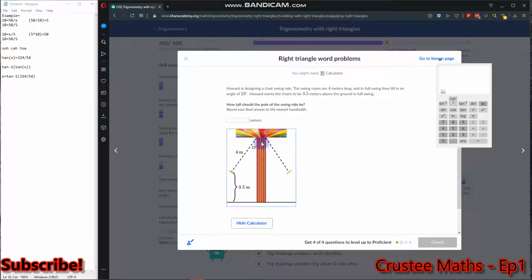So we're going to need to find this side right here and add 3.5 to it. So we know that we want the adjacent and the hypotenuse of this triangle. Adjacent and hypotenuse, we have it right here. It's CAH in SOHCAHTOA. So cosine of 23 is equal to adjacent over hypotenuse, and adjacent is x over the hypotenuse of 4.